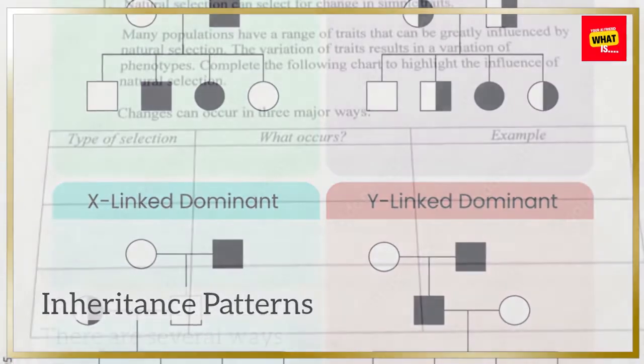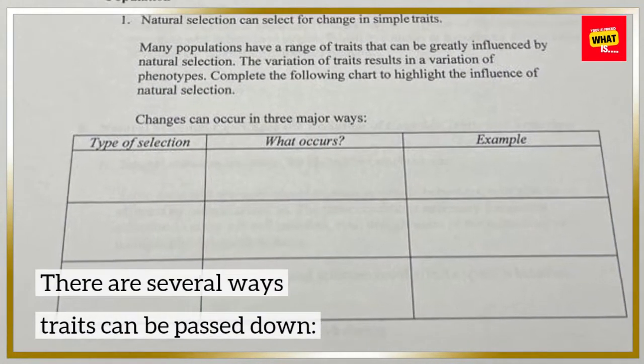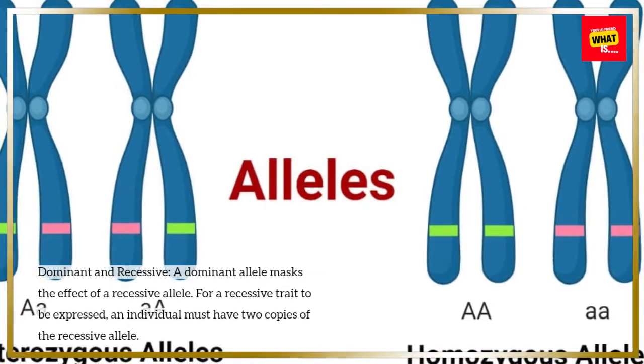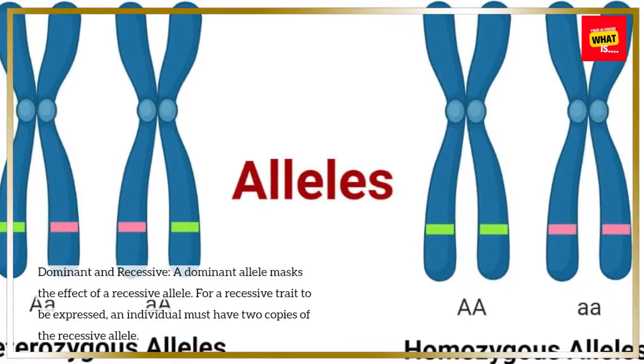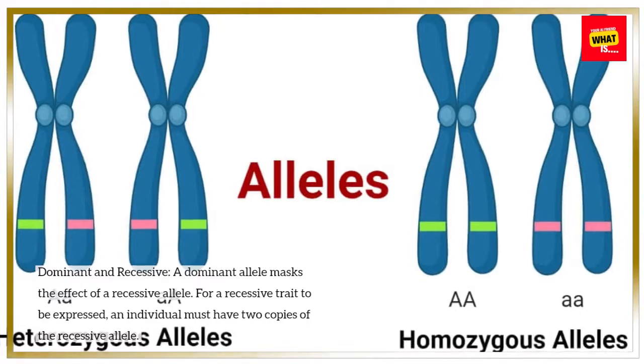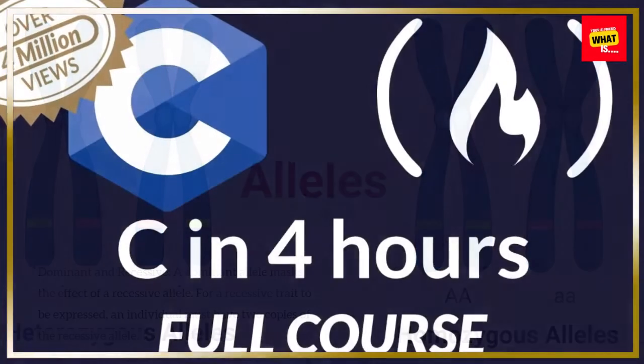Inheritance patterns. There are several ways traits can be passed down. Dominant and recessive. A dominant allele masks the effect of a recessive allele. For a recessive trait to be expressed, an individual must have two copies of the recessive allele.